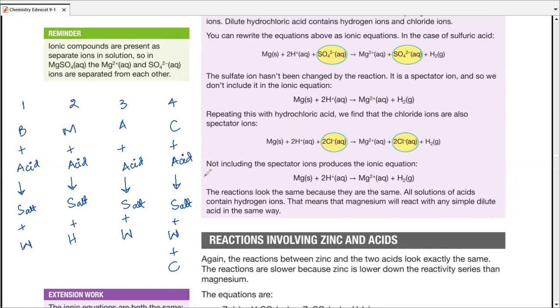So that's the whole mind map of the four types of reactions we are done with today. Any questions?